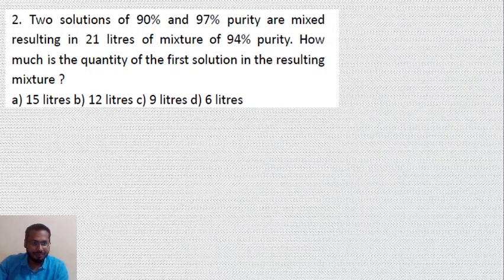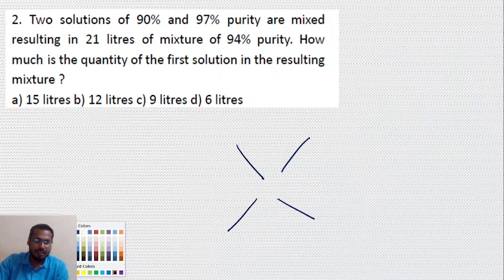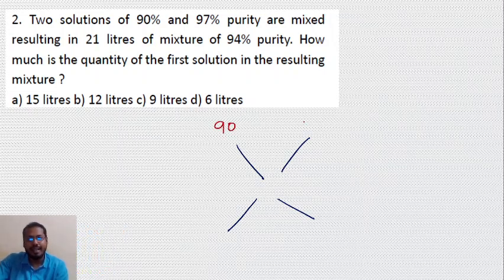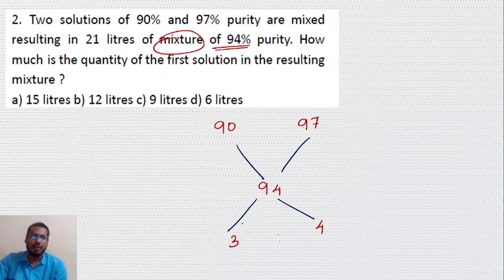Next question, same concept. Let's take the diagram. Now plot the value. The minimum value is 90 and the higher value is 97, and the average is 94. The mixture average is 94%. As usual, the difference is 4 here, and here it is 3. So if I mix the first solution 3 parts, I need to mix the second solution 4 parts.